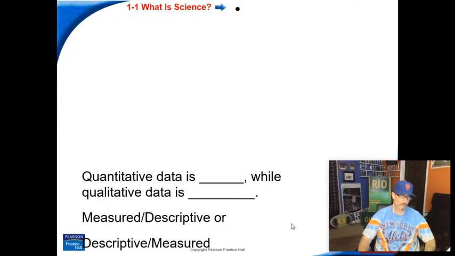And of course, you want to look back at number 4. And of course, quantitative data is measured. You use tools. It has numbers. It has units. Qualitative data is descriptive, not specific. Okay, moving on.